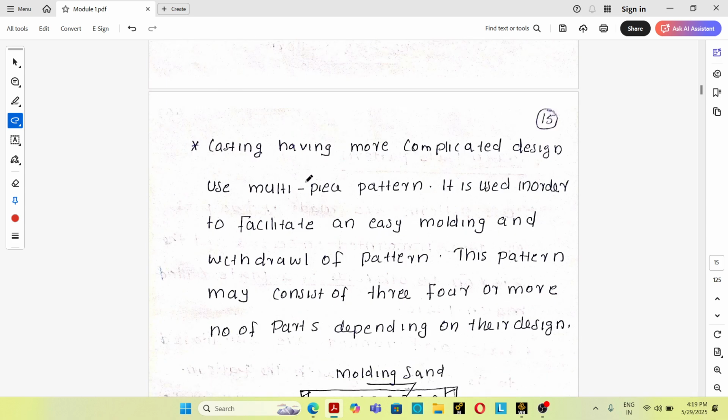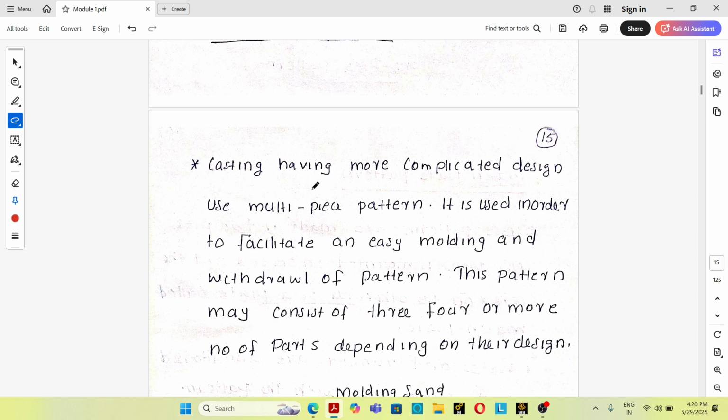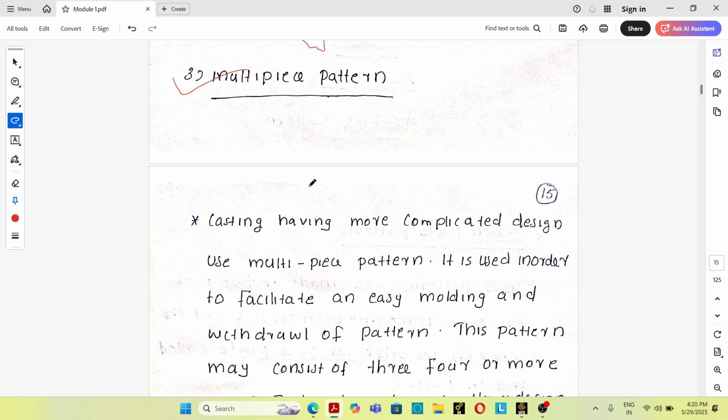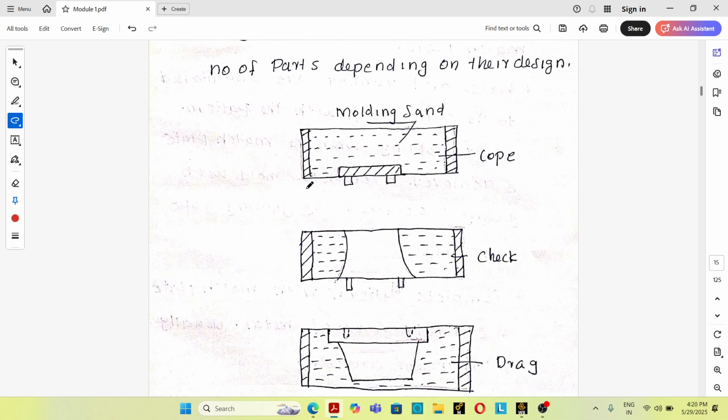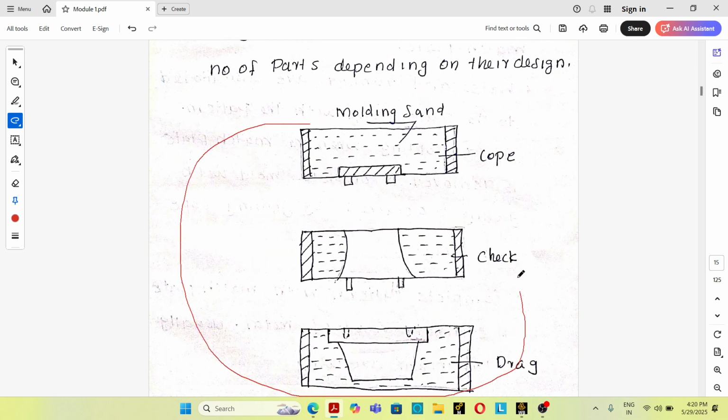And the third one is the multi-piece pattern. Multi-piece pattern means patterns are made of more than two pieces. These types of patterns are commonly used for complicated castings, in which the pattern cannot be removed easily. This is an example of a multi-piece pattern, which consists of cope and drag, plus one more piece, a middle portion that is known as the cheek. So while using a multi-piece pattern, the mold consists of three parts.